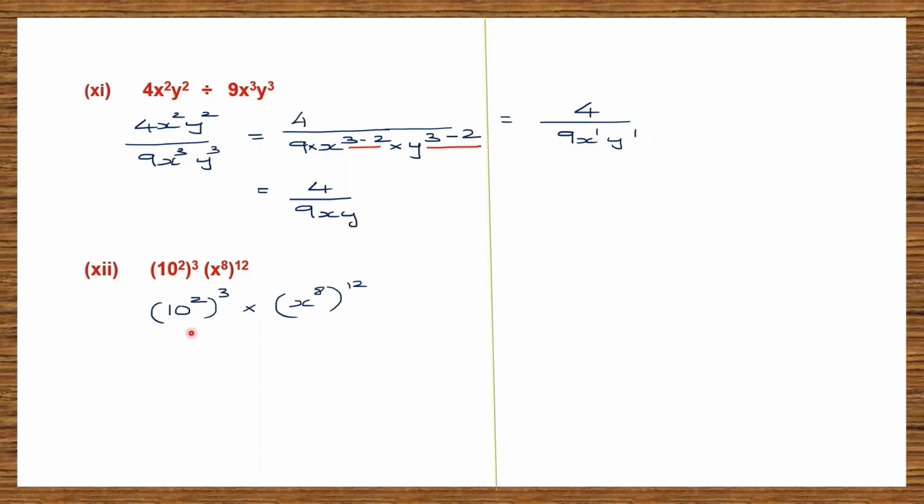When you have a number raised to a power, and that is again raised to a power, we have to multiply the powers. So this becomes 2 into 3. Similarly, here it becomes 8 into 12. So here let's write that again. So this becomes 10 to the power of 2 into 3 into x to the power of 8 into 12. So this is 10 to the power of 2 3s are 6 into x to the power of 8 into 12 is 96. So our final answer is 10 to the power of 6, x to the power of 96.